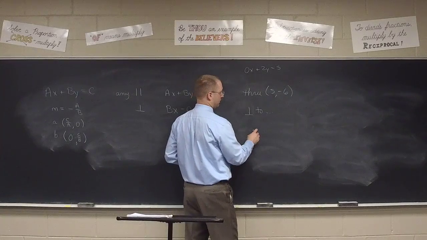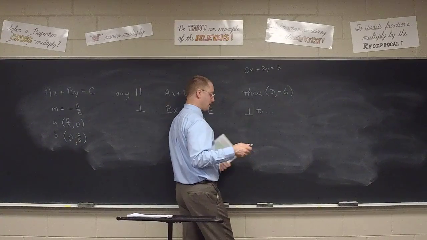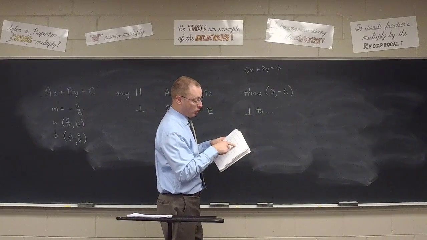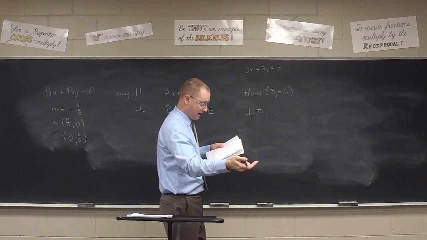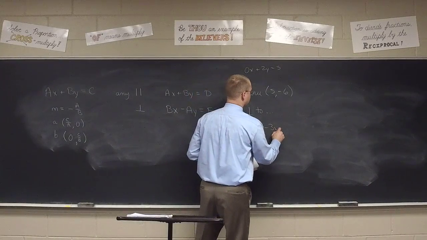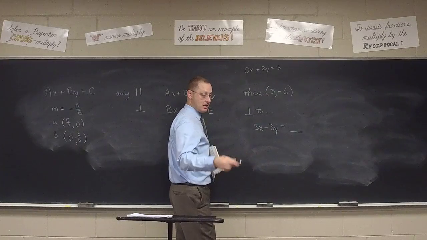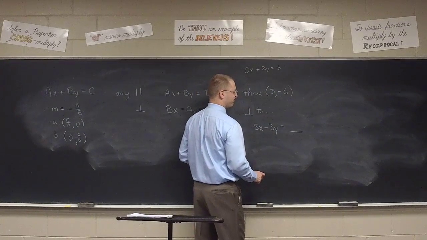Quentin? So bx minus ay equals something. Right, so for letter B, the equation they give us is 3x plus 5y equals 7, so my perpendicular has to start 5x minus 3y equals something. And when I plug in the 5 and the negative 6, I get 7.